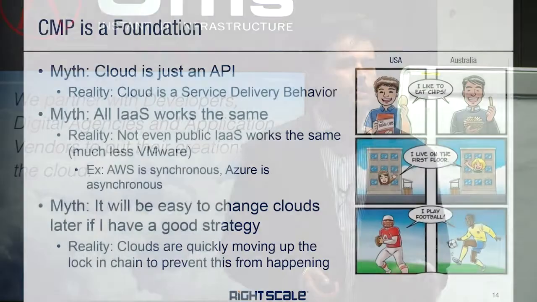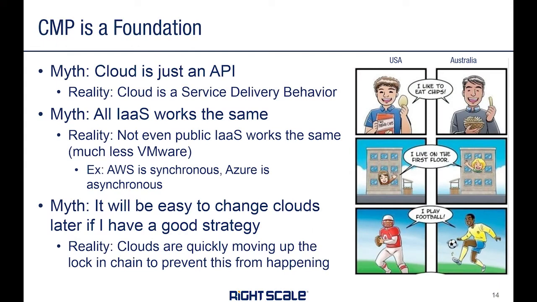A lot of people think cloud is just an API. That's not true. Cloud is actually not a new technology. Cloud is a new way to deliver services. It is a new requisition and delivery strategy. The API is that technical function to do that.